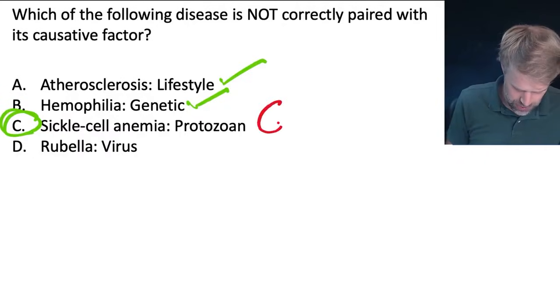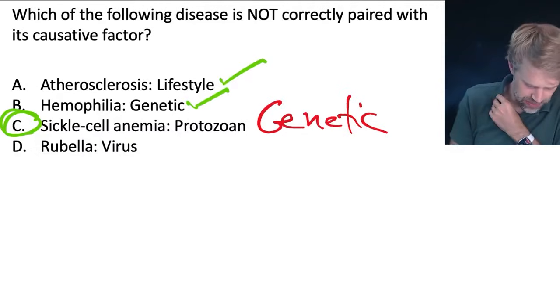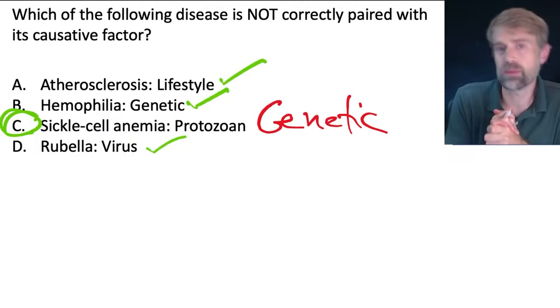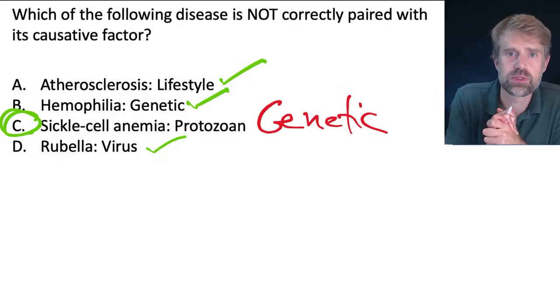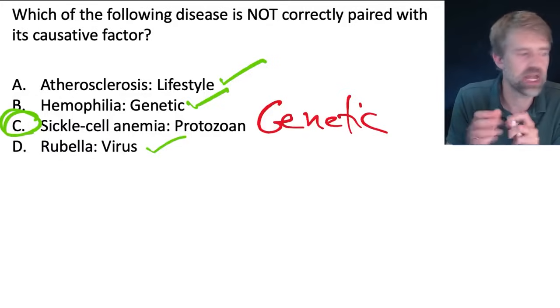It is caused by genetics. It is a genetic mutation that causes people to have sickle cell anemia. And finally, rubella is a virus. Yes, rubella, German measles, is caused by a virus. So C is incorrect. It's not caused by a protozoan. It is a non-infectious, non-transmissible genetic disease.